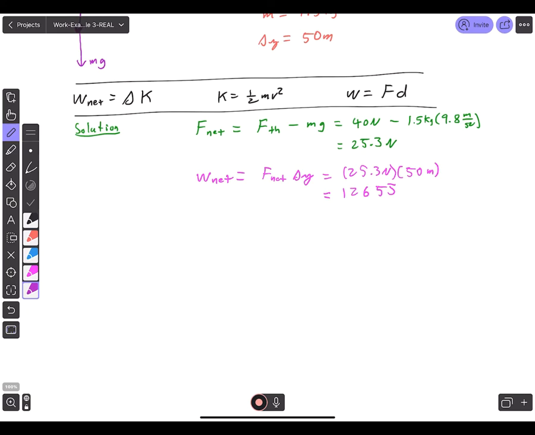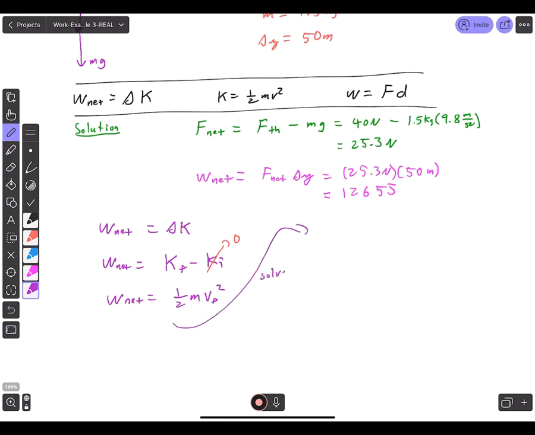So now we know the work done, and we can use all this to calculate the final speed. So let's use our work kinetic energy theorem, and that is that work net is equal to the change in kinetic energy, or work net is equal to K final minus K initial. Now, since it starts from rest, we can say that K initial is 0. So let's plug in for our kinetic energy. So work net is going to be equal to 1/2 m v final squared, and that's what we're trying to find, is v final.